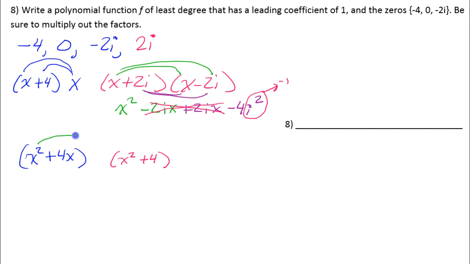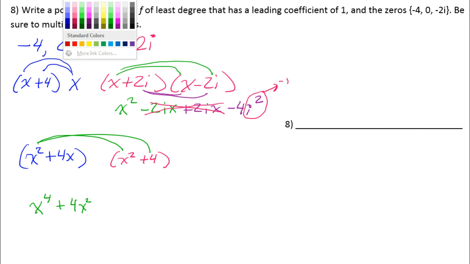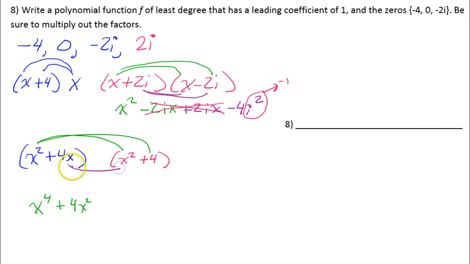So here I'm going to double distribute. x squared times x squared is x to the 4th power. x squared times 4 is 4x squared. Now I will distribute the 4x. 4x times x squared is 4x to the 3rd power, and 4x times 4 is 16x. So this is basically the answer, but these two terms are in reverse order. The higher degree should be first.